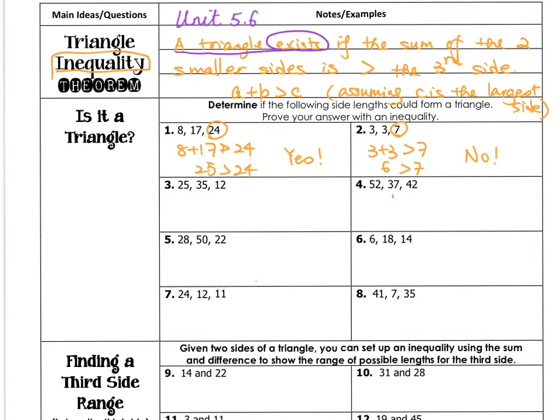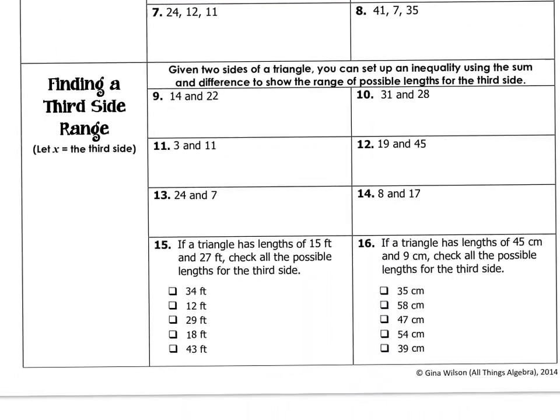Let's see. I'm going to do number 5, which is a little bit more tricky. Now 50 is the largest number. So I just need to add the 2 shorter sides together. Hopefully they're greater than 50. And as it turned out, they came out to be exactly 50. And the answer is still no, because it has to be larger. Larger or equal to doesn't count. It has to be larger.